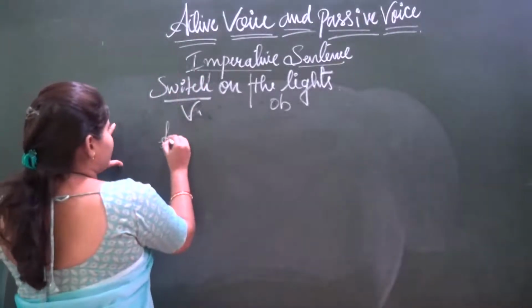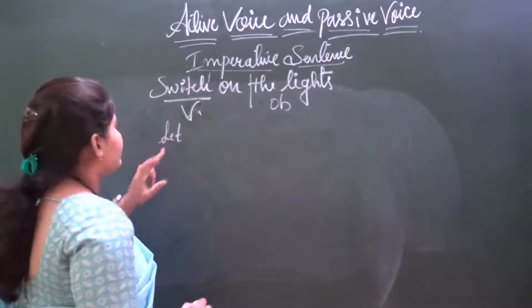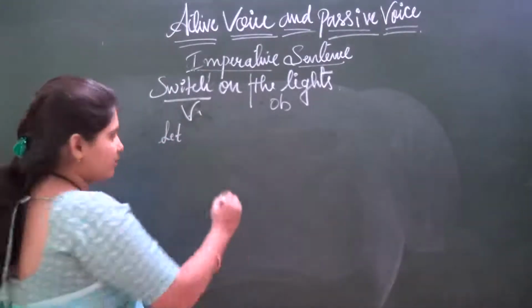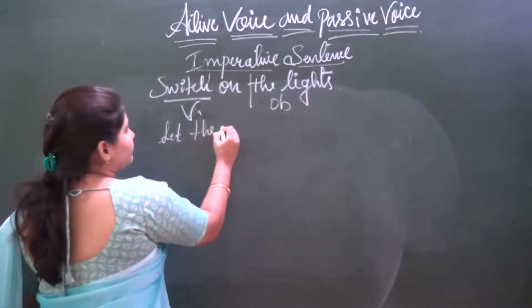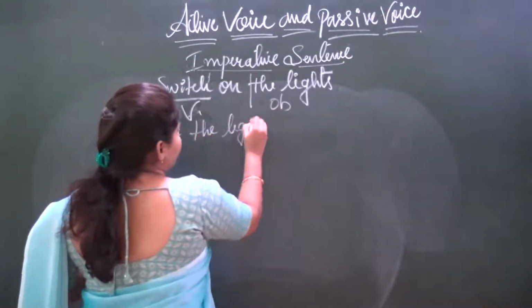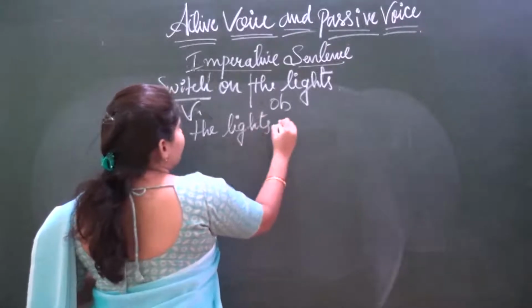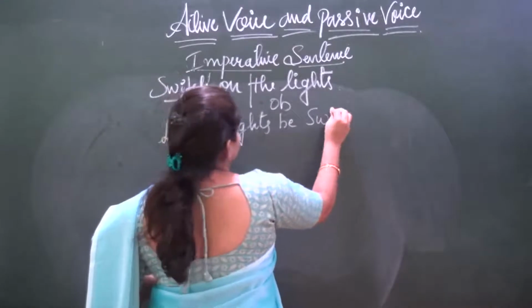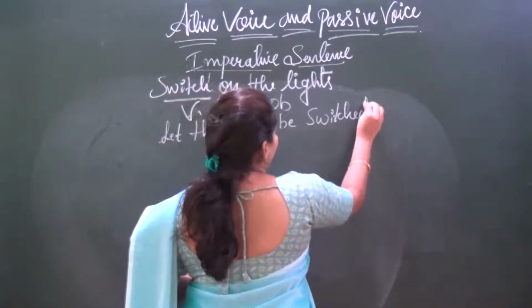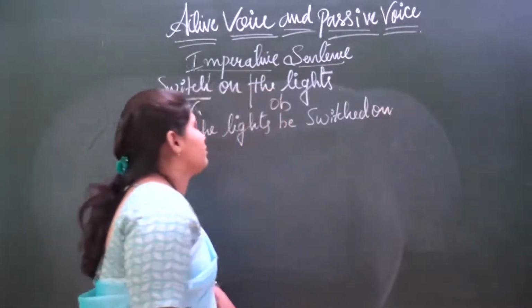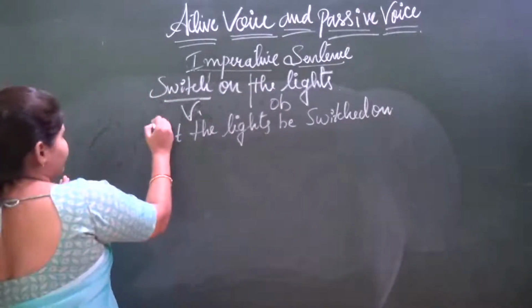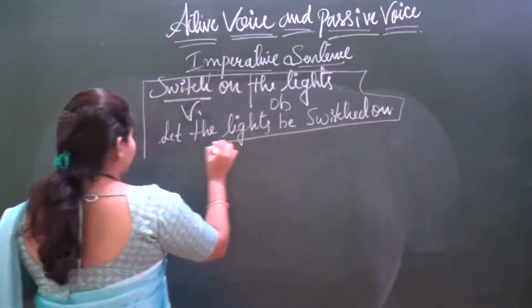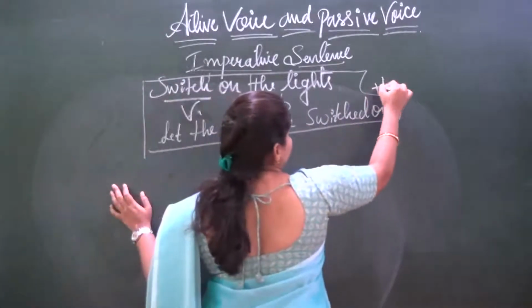Let the lights be switched on. So this is the passive form of the verb. And now, this is the positive structure.